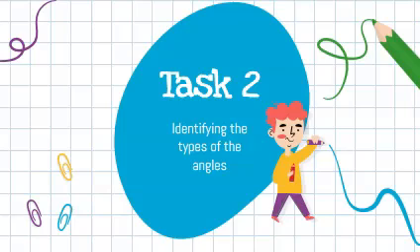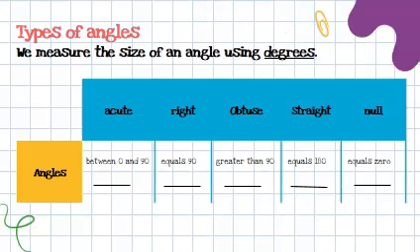Now let us start with task 2. So we already identified what an angle is and what the elements of the angle are. Now we are going to identify the types of the angle. As you can see, an angle could be acute, right, obtuse, straight, or null. First of all, we measure the angle using degrees.